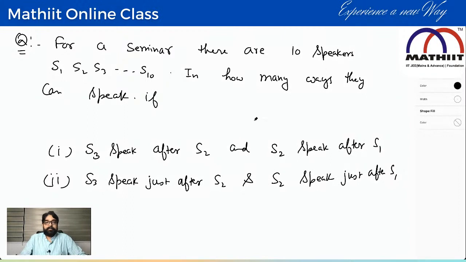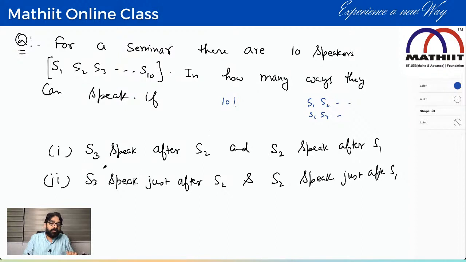Let's try. Nothing has to be done. Actually, these 10 people have to speak. If I say no condition, then it's very simple. We'll say 10 factorial. S1 can speak, then S3 can speak, then S7 can speak. So there are 10 factorial options. It is an arrangement, no? In what order they can speak, S1, S2 like this, or S1, S3 like this, 10 factorial options will be there. I hope it's clear to everybody if there is no condition.